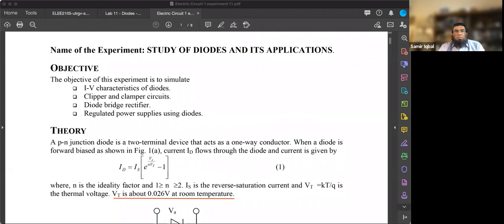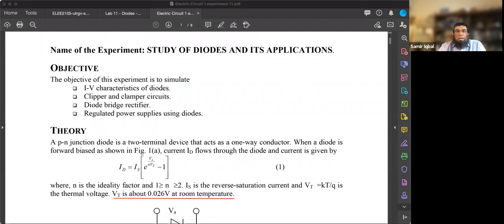When we put it in forward bias, which means the positive terminal on the P side and the negative terminal on the N side. So it has two parts, P and N. We call it a PN junction diode. That's the full name. When we put it in forward bias, it acts as a conductor, which means the current flows just like it flows through a resistor.